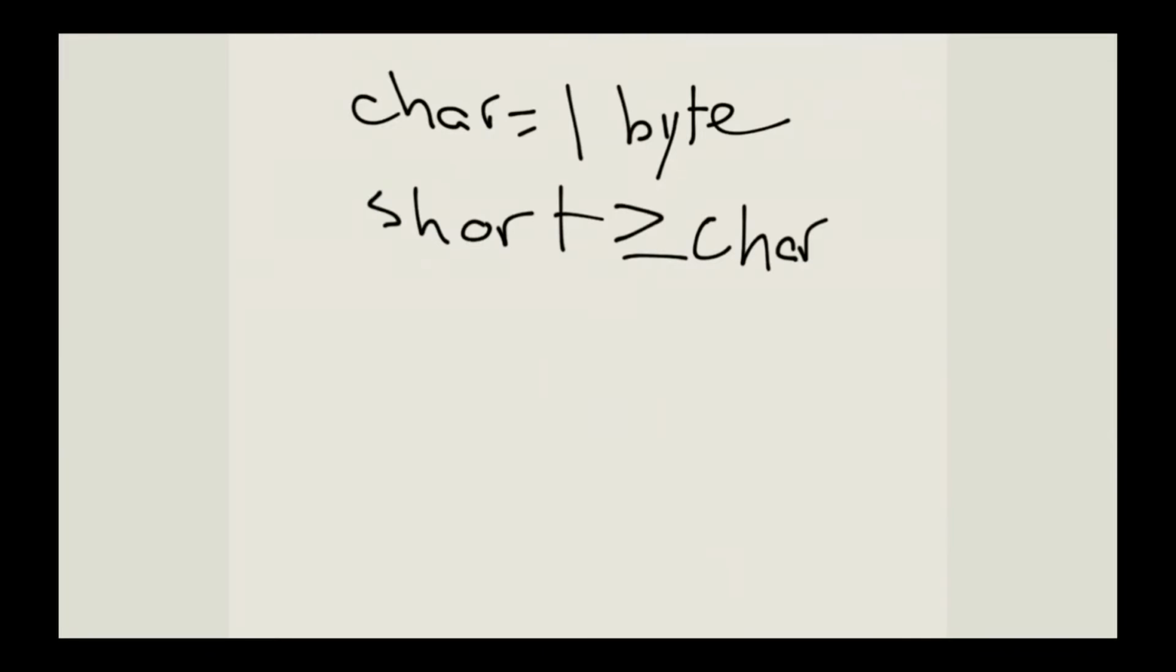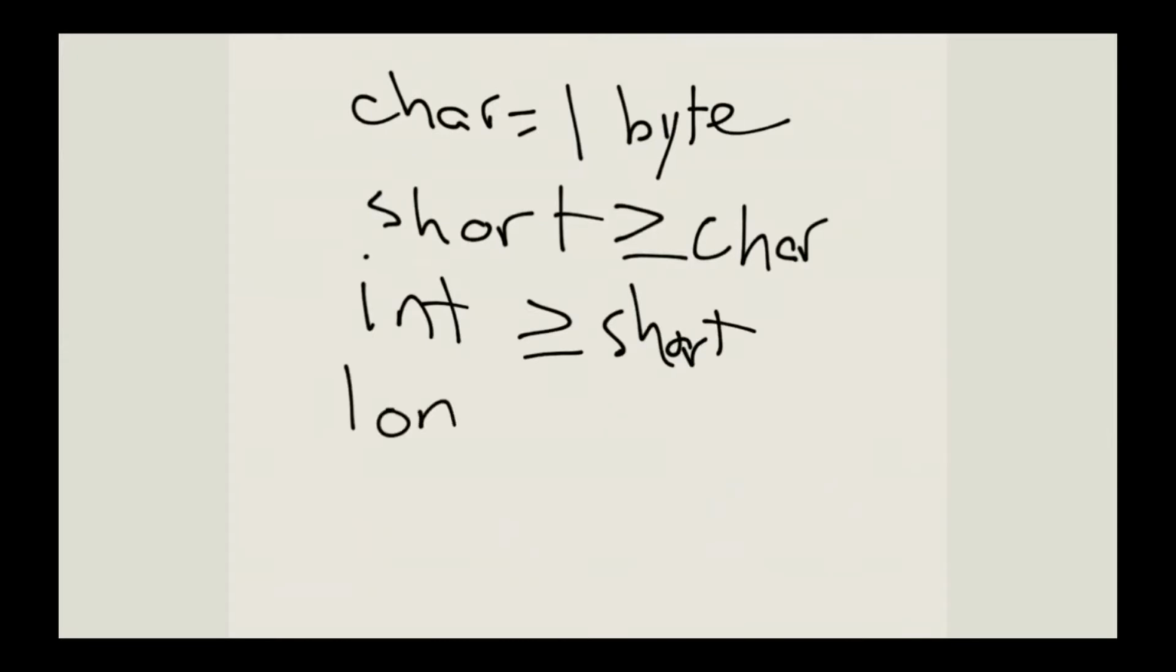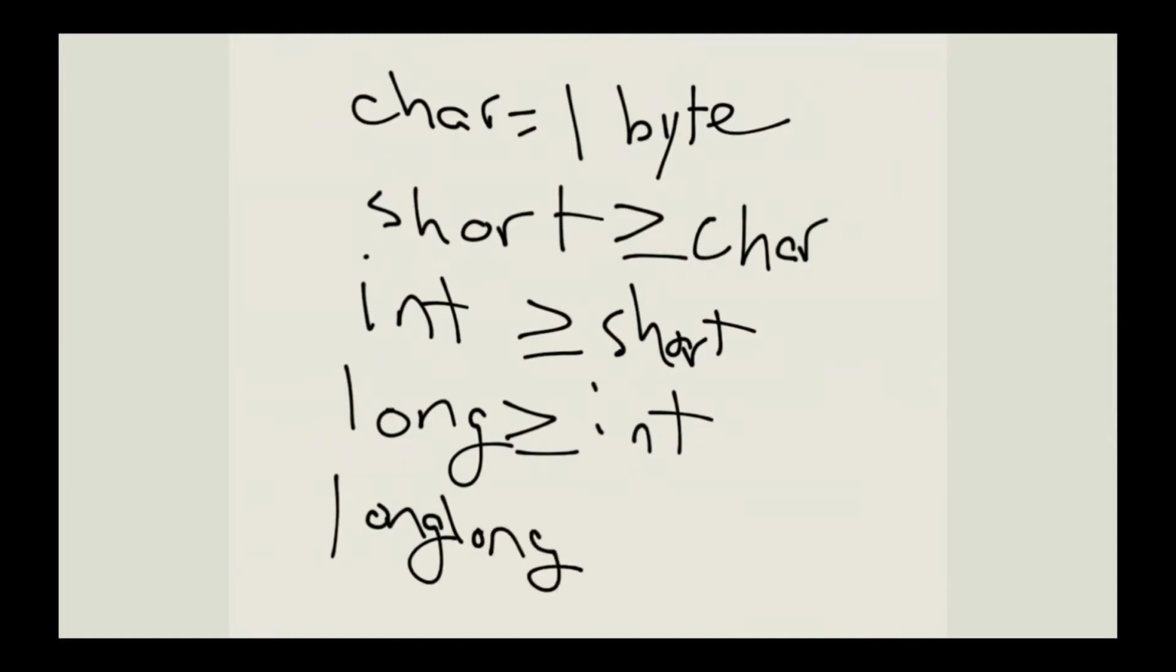An int is just defined as being greater than or equal to a short. And a long is just defined as being greater than or equal to an int. So the only thing the C standard defines is the relative ordering of everything. The actual amount of memory that things take up is generally up to implementation, but it's pretty well defined at this point.